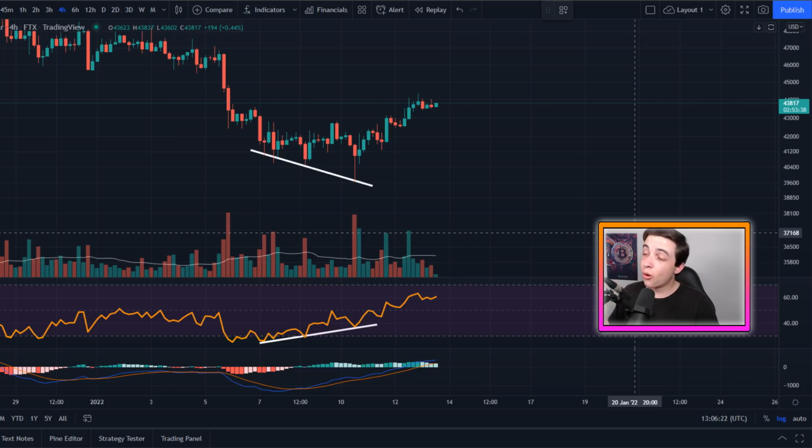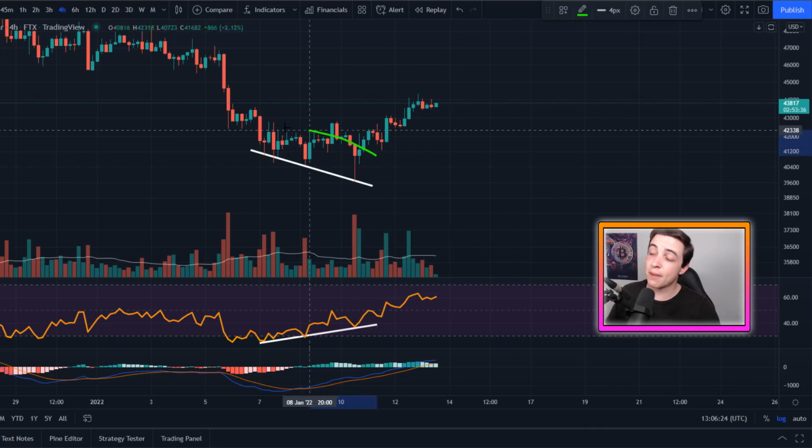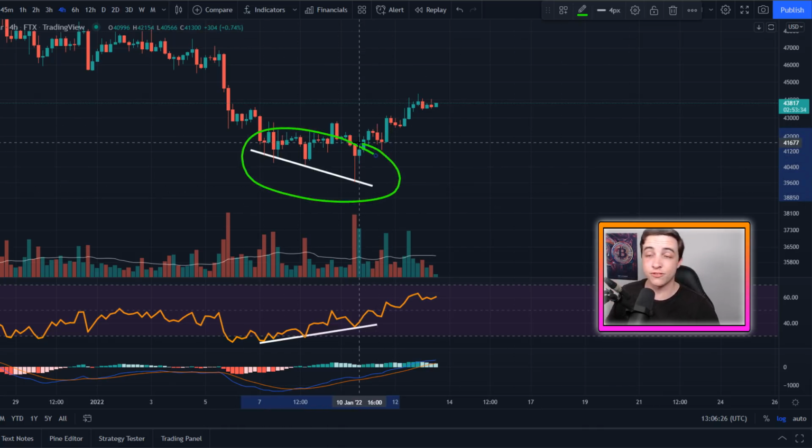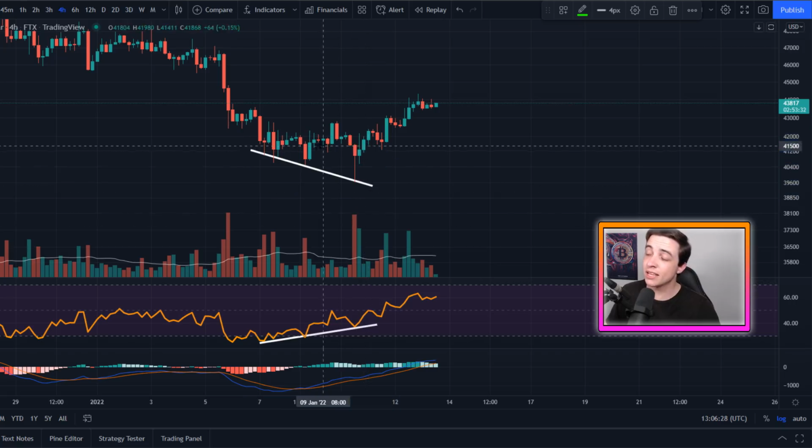Now zooming into the 4-hour time frame for Bitcoin, and of course we've still got that bullish divergence that I've been talking about over the past few days now on the channel, and technically speaking this is still playing out.